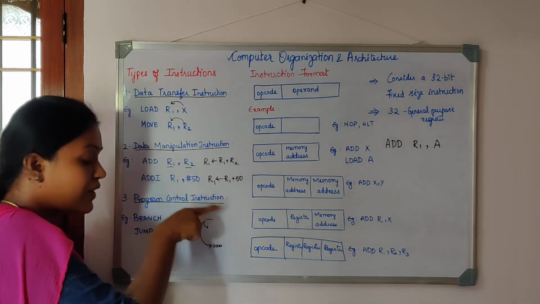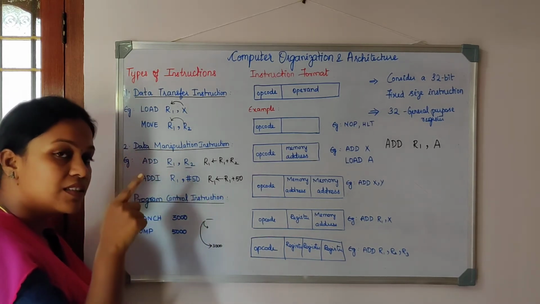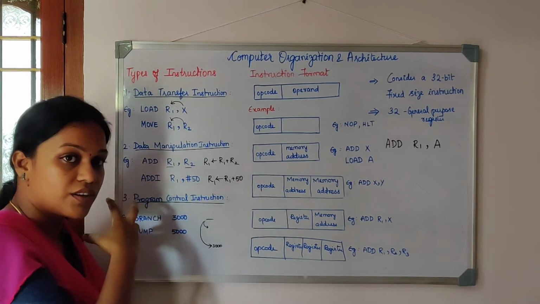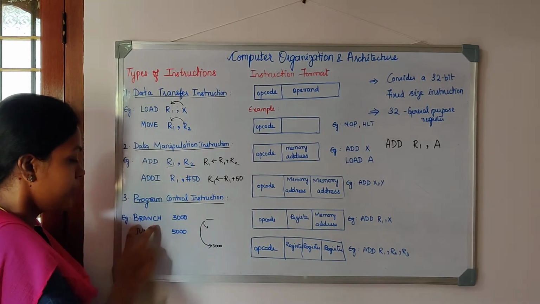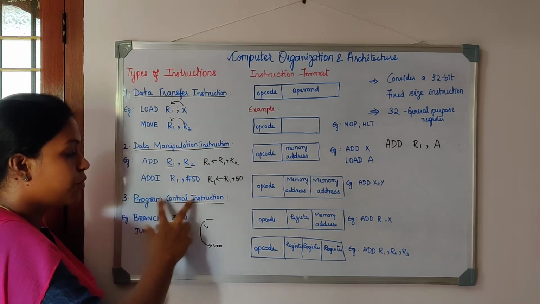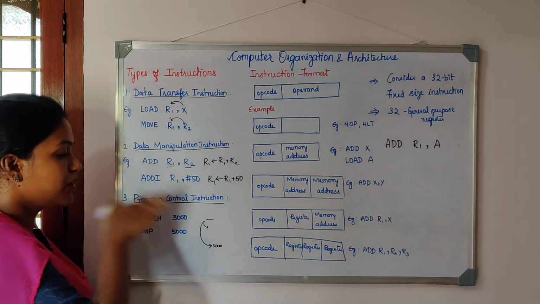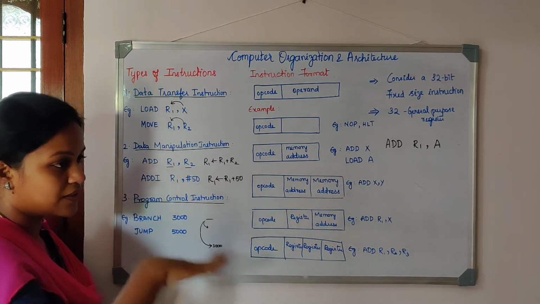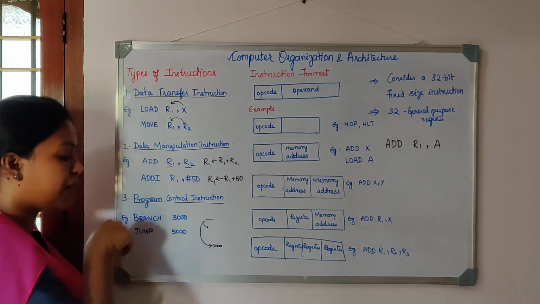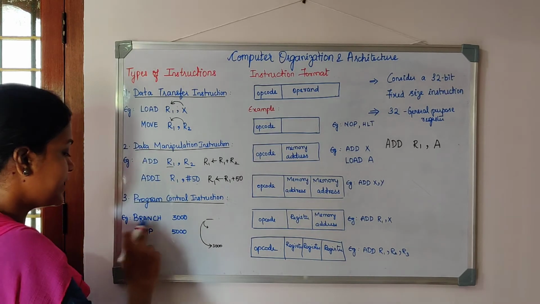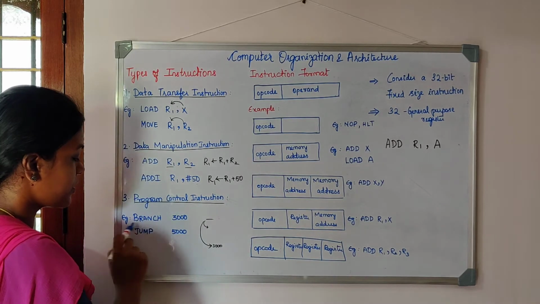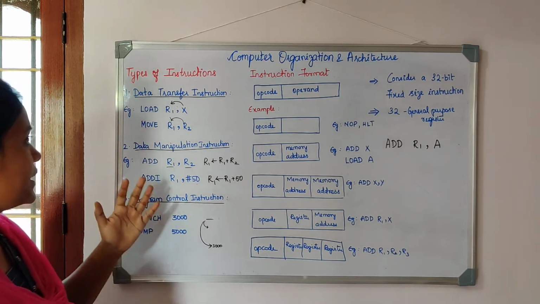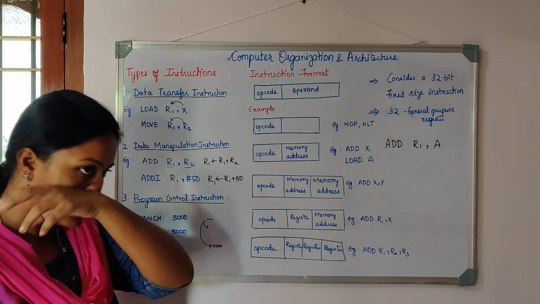The current instruction will direct which is the next instruction to be executed, the next instruction that has to be brought into the instruction register for execution. That's why it is called program control instruction. Depending upon this instruction, you will have to branch to the next instruction, or branch to the address specified here. Examples for program control instruction are branch and jump. So these are the three basic types of instructions available.